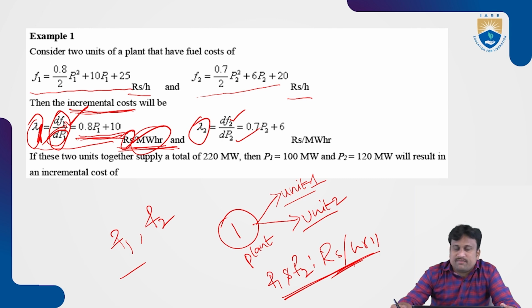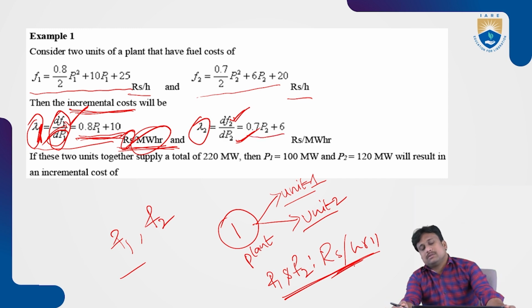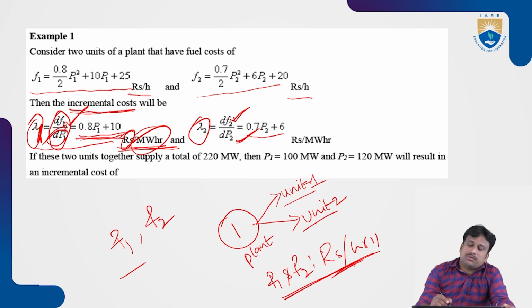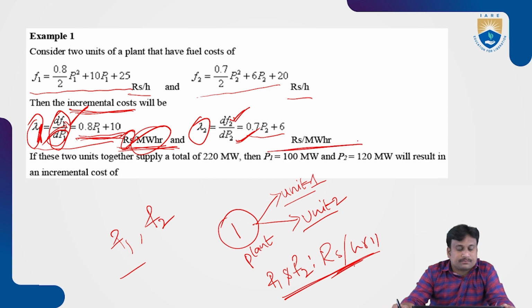That is df2 by dp2, where df2 is the change in fuel cost of the second unit, and dp2 is the change in power output of the second unit. So that is about 0.7 P2 plus 6. Here also the units are the same, rupees per megawatt hour.